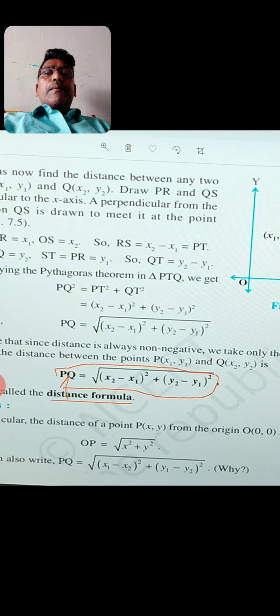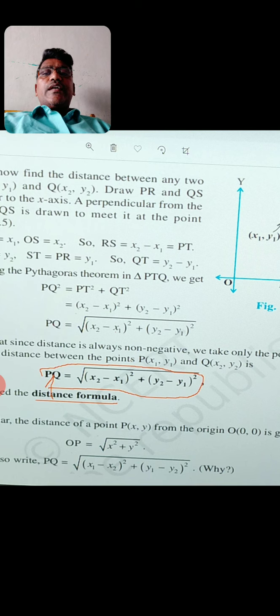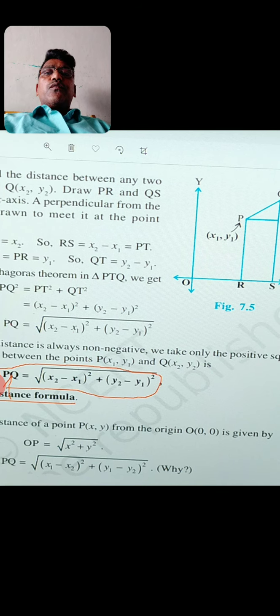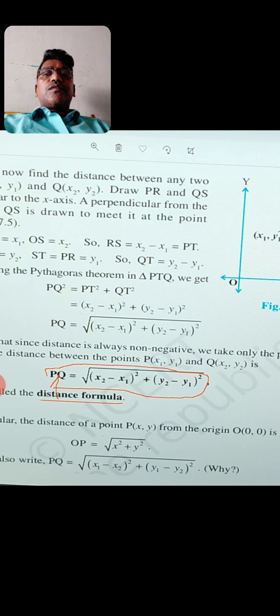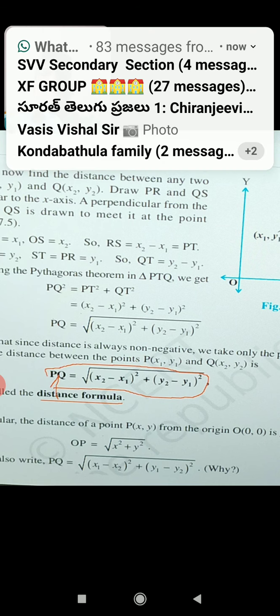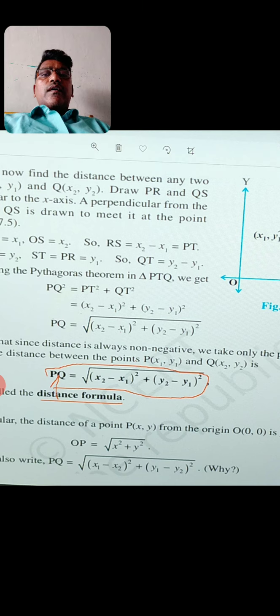You see here, PQ square, that is diagonal square, equal to PT square plus QT square. So we know the measurements of PT and QT also. Above I mentioned that we are going to substitute in this one. See, we want to find PQ, not PQ square. To remove the square, we take the square root on both sides. So PQ equals the square root of x2 minus x1 whole square plus y2 minus y1 whole square. See, the distance is always positive. Here you can use this formula like that, x1 minus x2 whole square plus y1 minus y2 whole square also, right? Because the minus is coming, the square becomes positive.